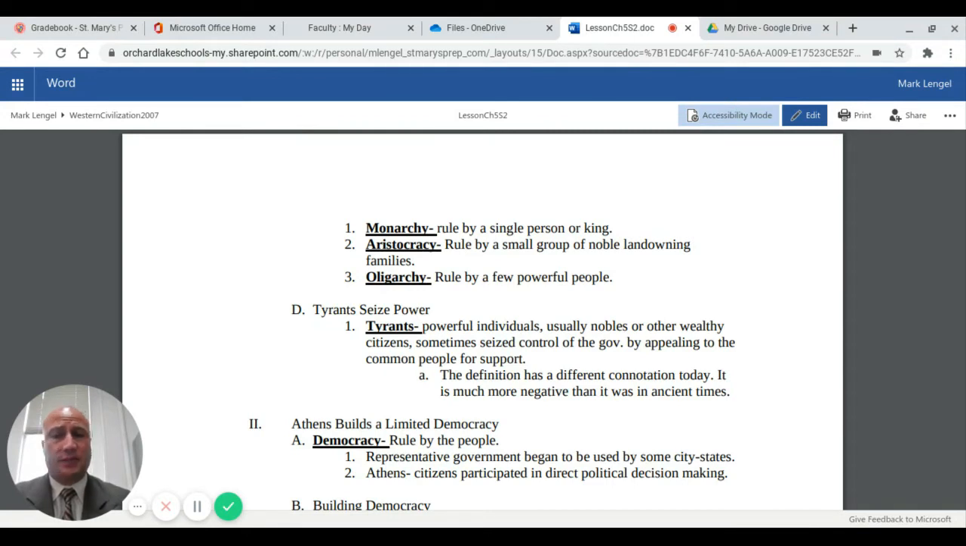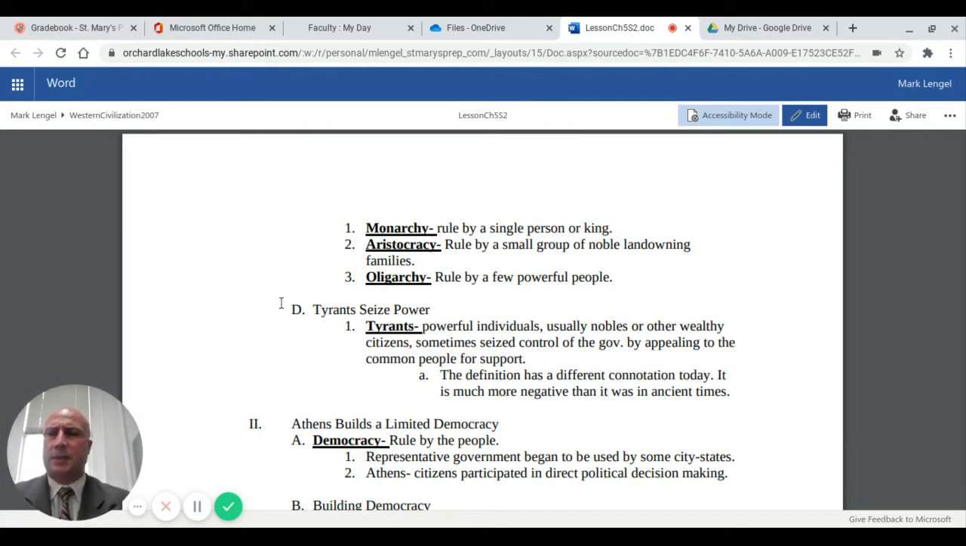Now, number 3 is similar, but a little different than aristocracy. It's called an oligarchy. An oligarchy is where there's rule by a few powerful individual people. So you still have multiple rulers, but you're talking about a few powerful individuals.